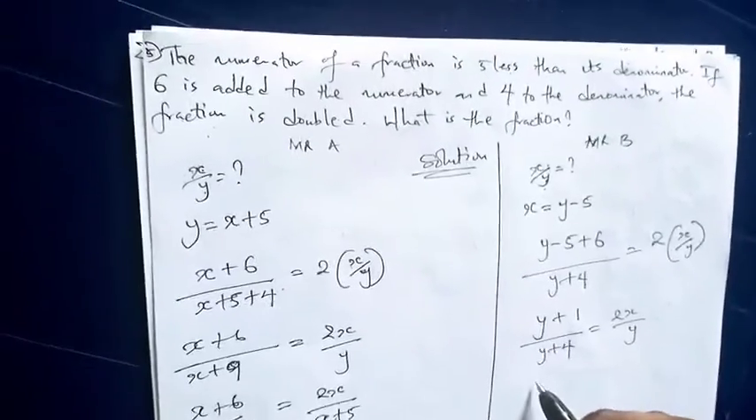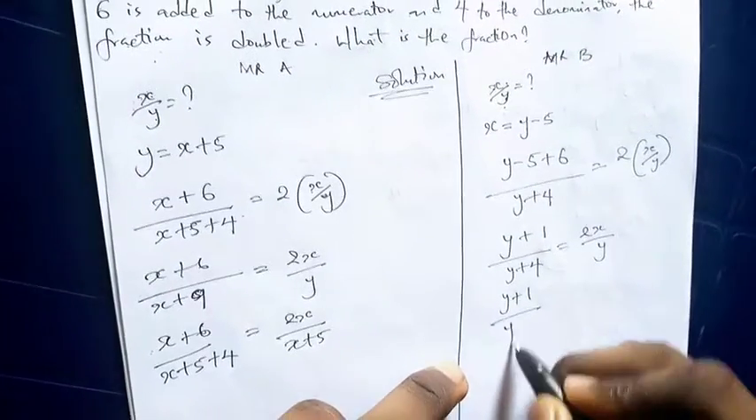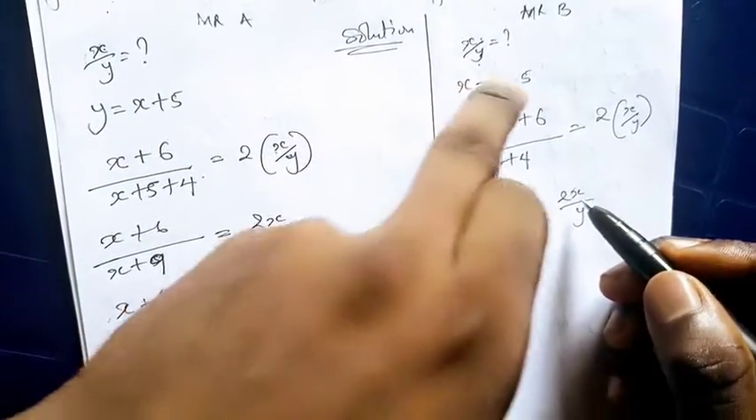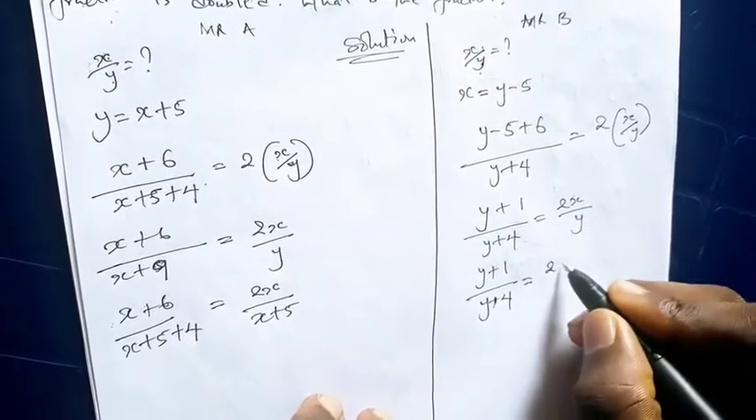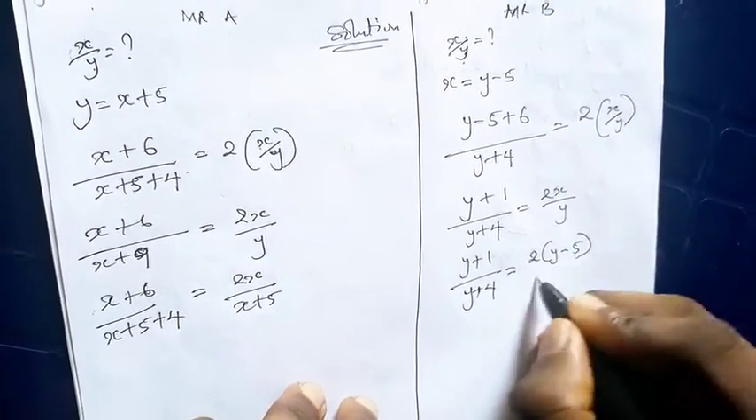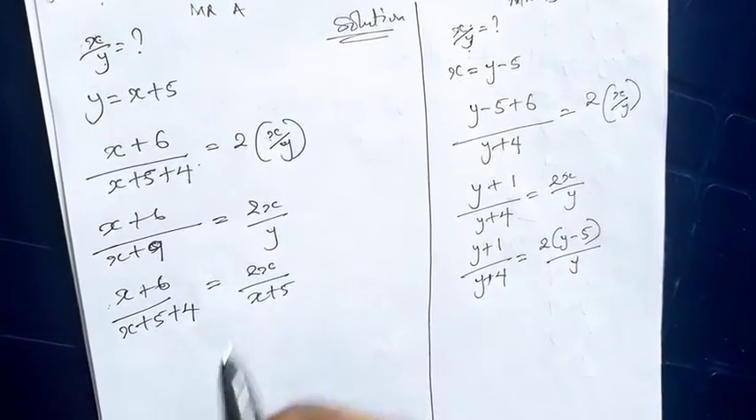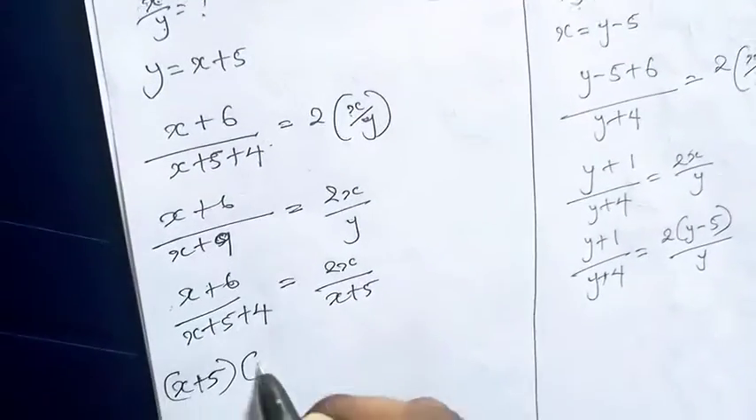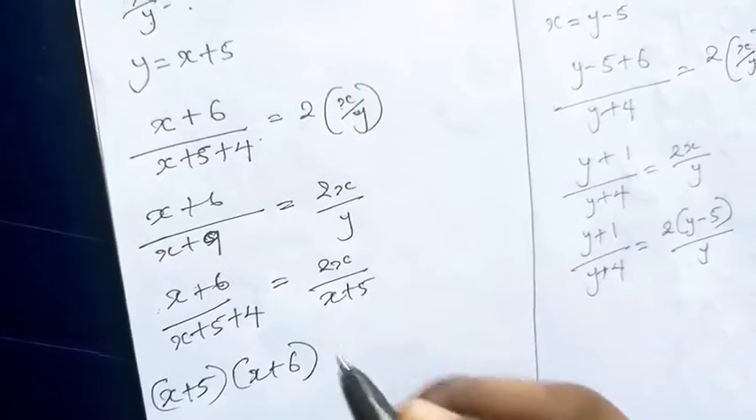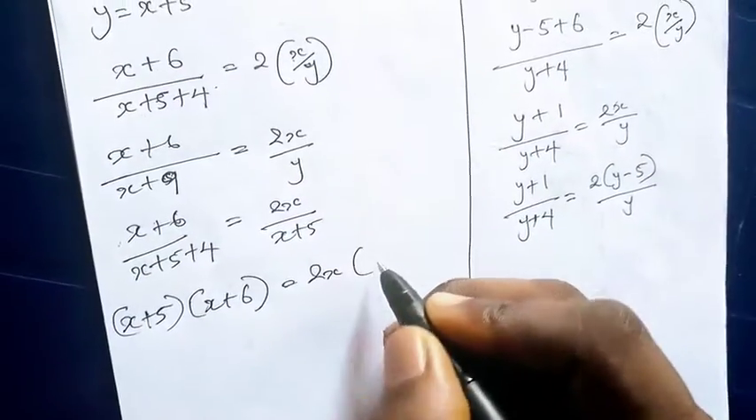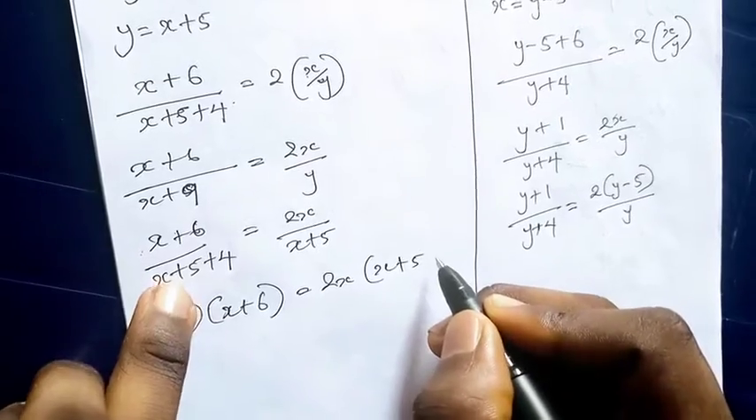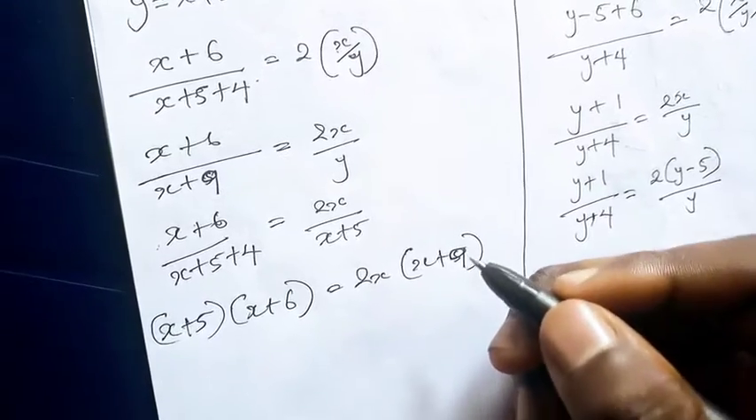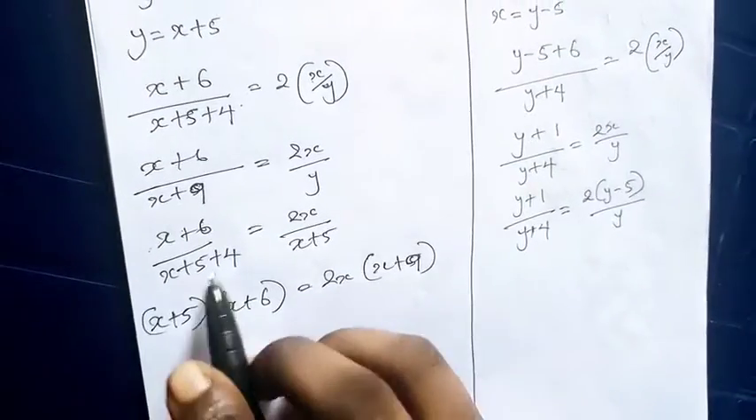And for Mr. B here, y plus 1 over y plus 4 is equal to 2 times, this x variable is y minus 5, so 2 open bracket y minus 5 all over y. All right, so cross multiplying, I will have that x plus 5 multiplied by x plus 6 is equal to 2x, open bracket, x plus 5 plus 4, which is actually 9. So this 5 plus 4 is actually 9.